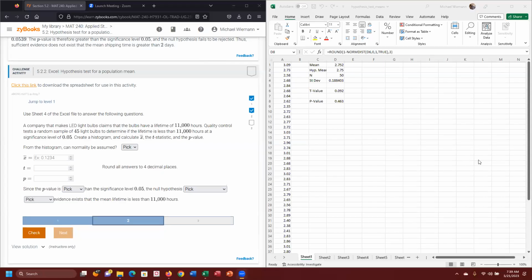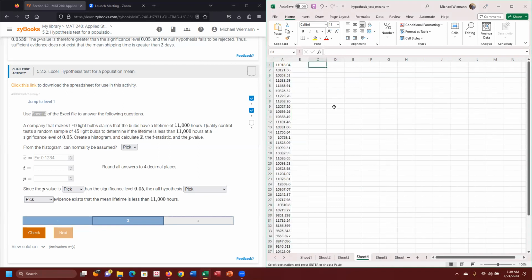Okay, for the second part of this, they are telling us in the instructions to use sheet 4. I don't want to have to recalculate everything, and since the data inside of sheet 4 is already there, here's what I want to do. I'm going to highlight those, do a Control-C to copy, and come over to sheet 4, paste this into cell C1. Let's make that a little bit bigger so we can see what's going on.